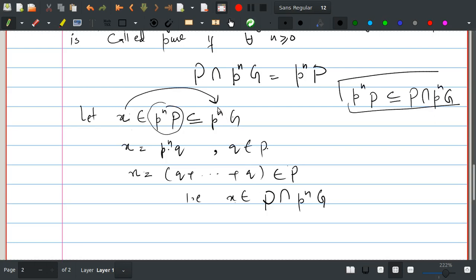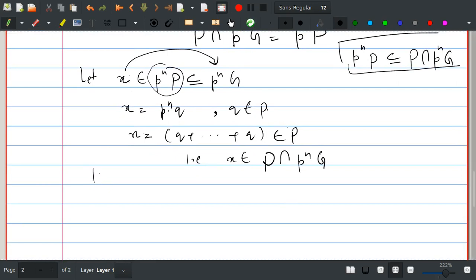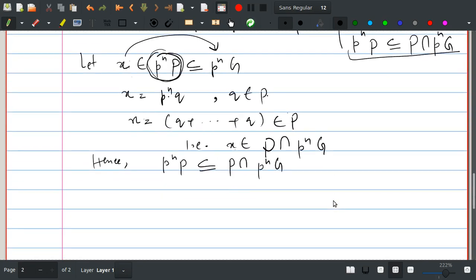So this means this p^n P is contained in P intersection p^n G, because we took an element here and we showed that this element also sits here. So it means that to define a pure group, only the other inclusion here is significant. So let us make this remark.